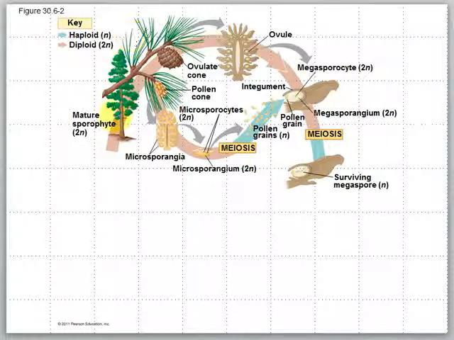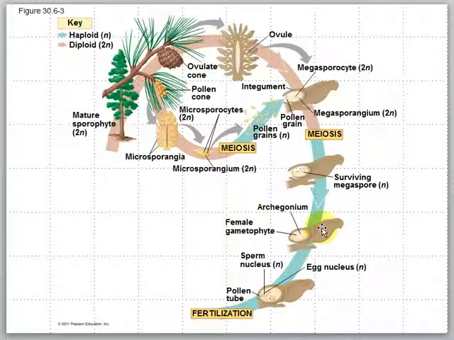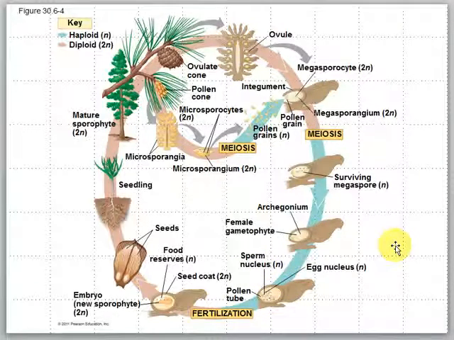So when fertilization occurs, a pollen tube goes into this area here, into the female gametophyte, and so you have the sperm and the egg nucleus combined, and that's where you have fertilization. And so then that becomes a seed, eventually becomes an embryo. So now we're back to a diploid stage. We have an embryo inside, food reserves surrounding that, and then usually a fairly tough seed coat.